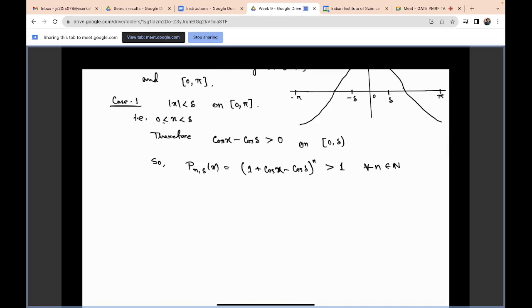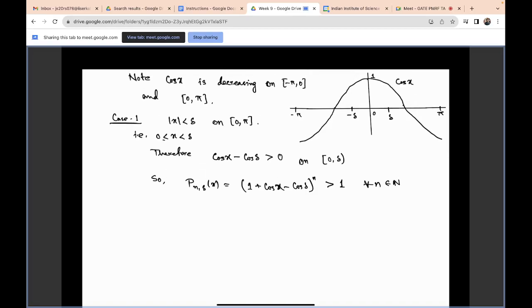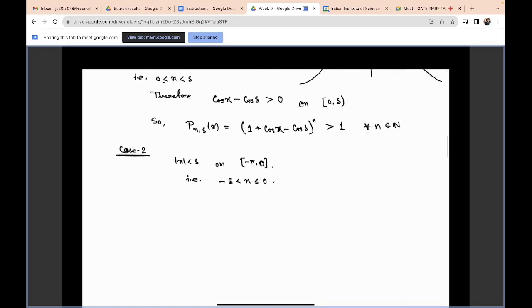And case 2. Similarly, when mod x is less than delta on minus pi to 0, what is this range? This range is basically minus delta less than x less than or equal to 0. Again the same thing happens, right? Because cos is an even function.